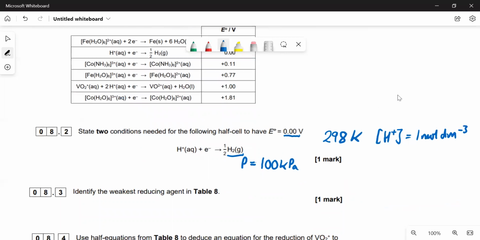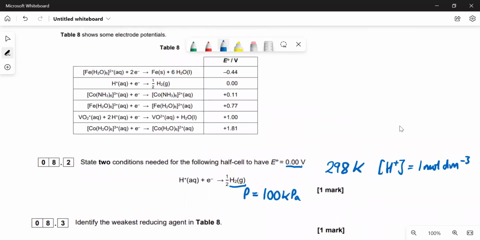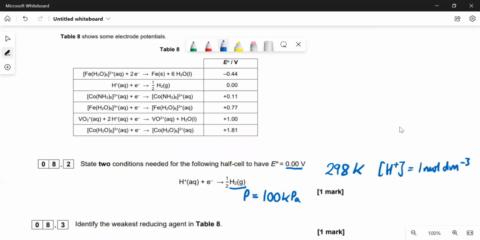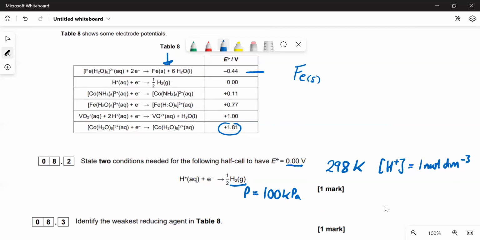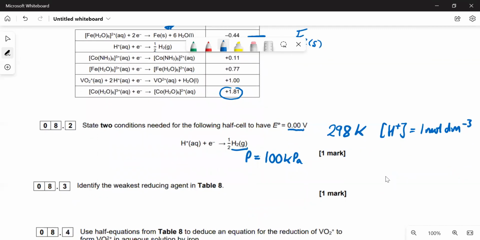Okay, identify the weakest reducing agent, table 8. So what are the reducing agents? The reducing agents are these things on this side, because when they go backwards, they give away electrons, don't they? Who's the best at giving away electrons there? Well, it's going to be the most negative, because if it's more negative, it's going to push electrons away. If it's more positive like this one, it's going to be better at pulling electrons towards itself. So the strongest reducing agent in that table is iron metal, Fe. Again, it's a very standard question for this topic.